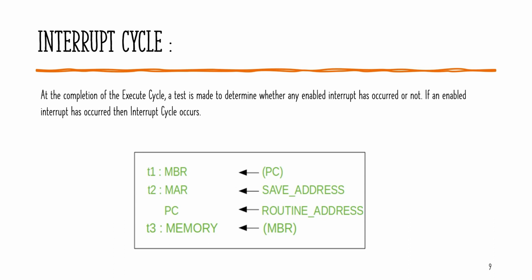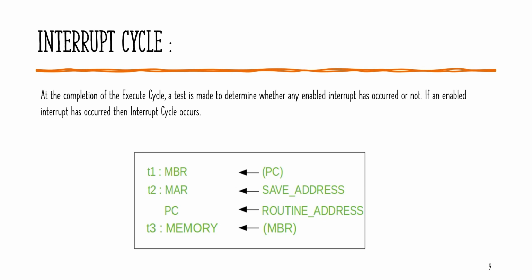At the completion of the execute cycle, a test is made to determine whether any enabled interrupt has occurred or not. If an enabled interrupt has occurred, then the interrupt cycle occurs. The nature of this cycle varies greatly from one machine to another. Let's take a sequence of micro-operations.